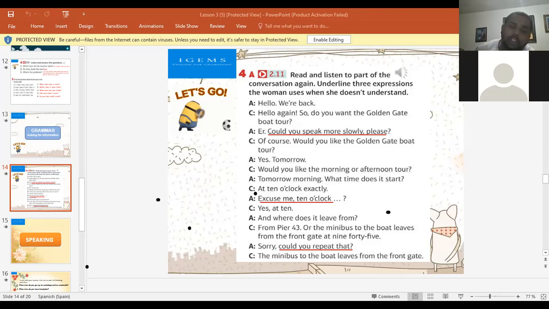Okay, did you manage to listen to that? So now let's see. Yes, I can. Can you tell me the words that you may underline? Let me give you a clue. The first: could you speak more slowly, please? Okay, that is the one that we first consider. The next one in the context of the conversation: excuse me, 10 o'clock. Okay, next one. Next one is: could you repeat that? Okay, let's continue.